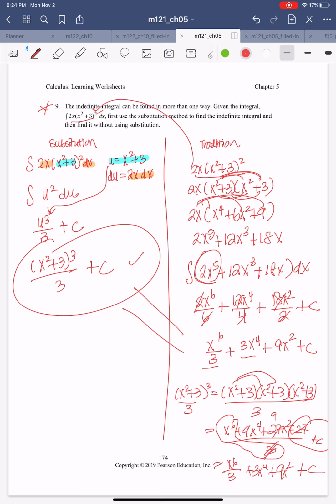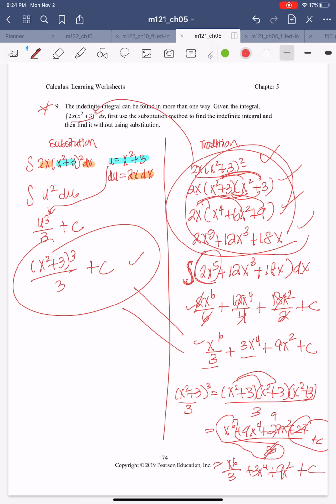But which one do you prefer? I prefer substitution, and this number 9 is a really good example to show you how substitution is quick and easy. Where traditional methods, take a look at how many steps. It took me 1, 2, 3, 4 steps before I even applied the integral. And then I integrated. It looked a lot longer. So I had to do some algebra work. But in here, substitution, I did not have to do the algebra work. That's why we like to do a substitution method.